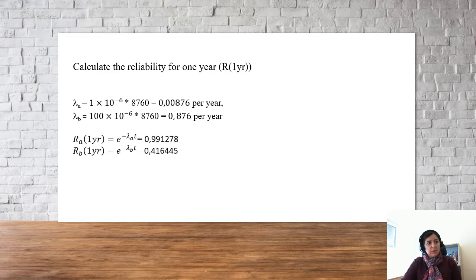And then for reliability, we can calculate it based on the failure rate that we have just calculated. And this is our reliability. And you can see the reliability of part A is much higher than the reliability of part B. It can work up to 1 million hours. The mean time to failure is 1 million hours, so it's a very reliable component.